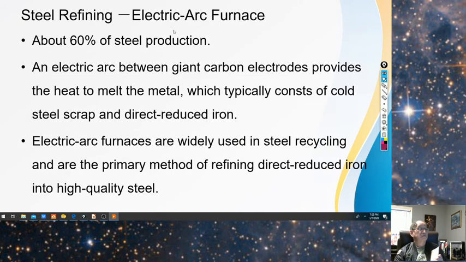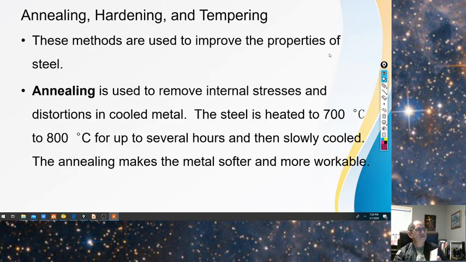And then let's see, the electric arc furnace. Know that description of that. Know both of them. The electric arc furnace. Typically this consists of cold steel. Know that these are the ones that are used in steel recycling. Okay, steel recycling. So just know the first part of that. I hope I remember that. You'll tell me if I don't.